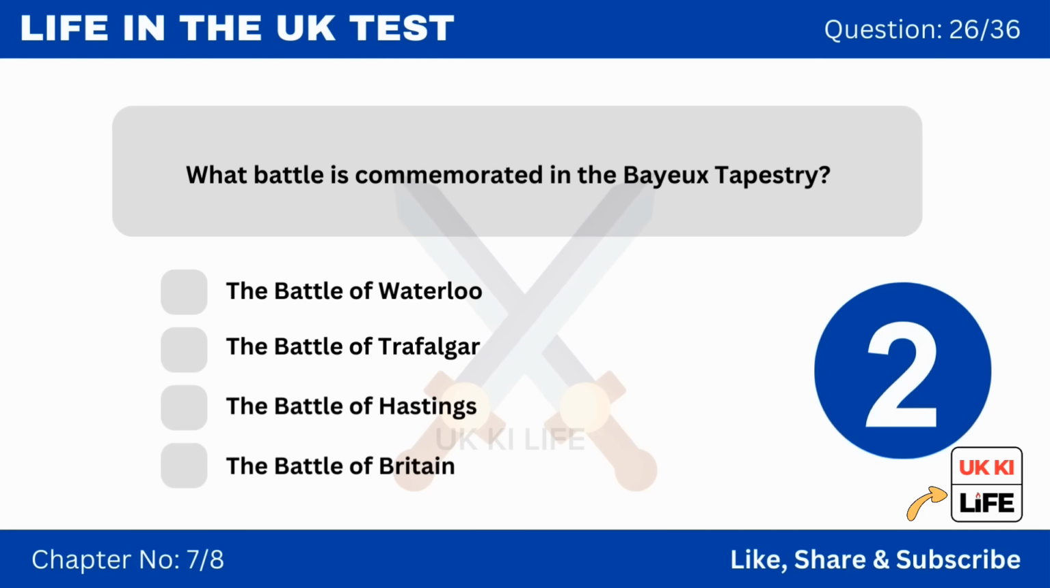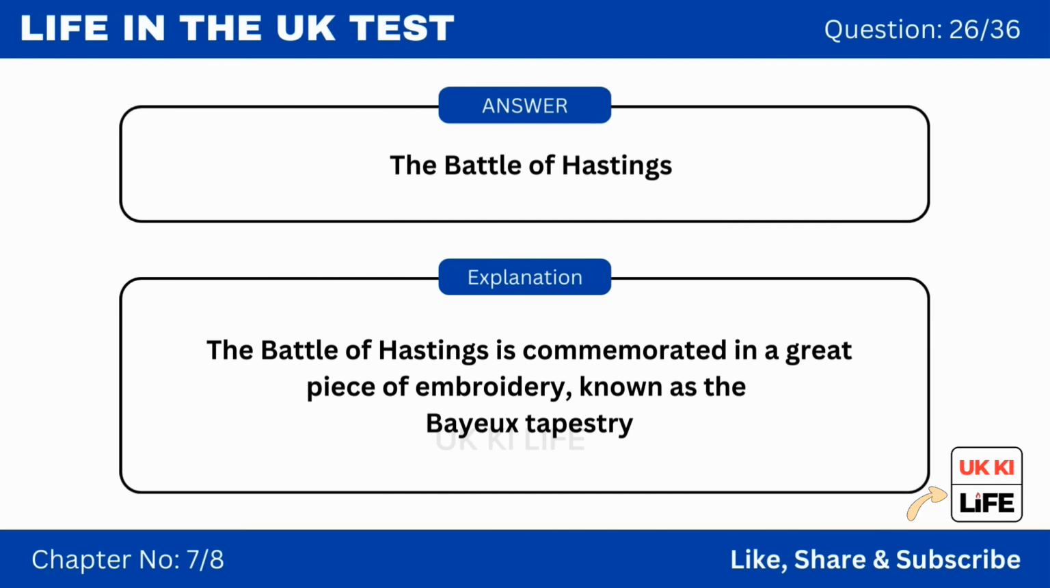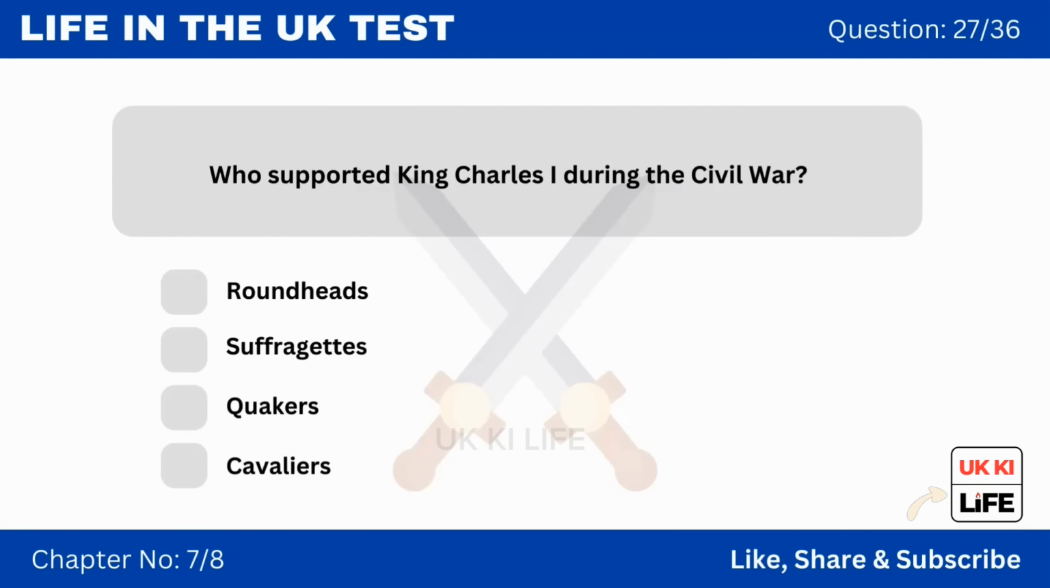The correct option is C. Explanation. The Battle of Hastings is commemorated in a great piece of embroidery, known as the Bayeux Tapestry. Question 27. Who supported King Charles I during the Civil War? Roundheads, suffragettes, Quakers, Cavaliers.